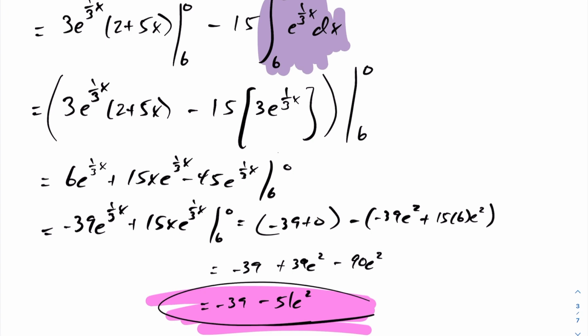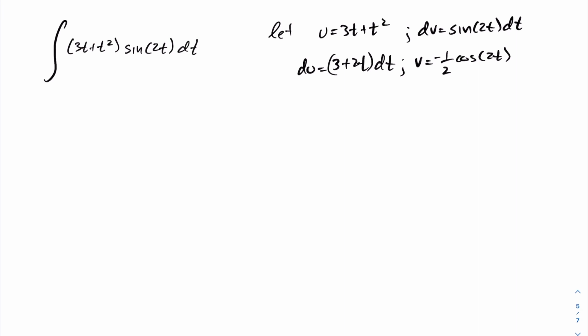All right, let's take a look at another question. In the final question here, we want to calculate the indefinite integral of 3t plus t squared times sine of 2t dt. So again, we're going to solve this using implicit differentiation. I'm going to let u equal our 3t plus t squared, and I will let dv equal sine 2t dt. Doing that, our u value, as discussed, is 3t plus t squared, and our dv value is sine of 2t dt.